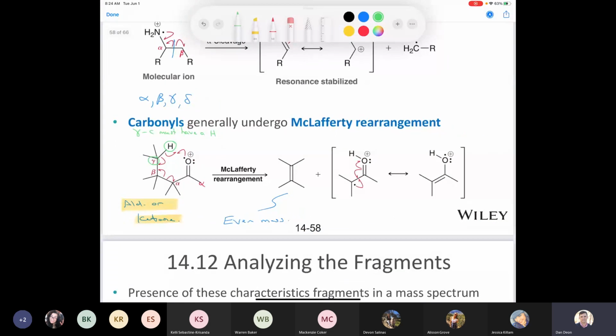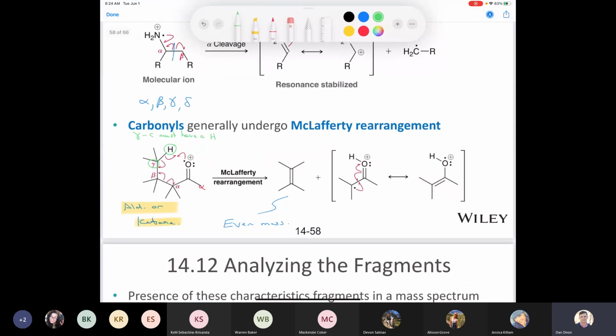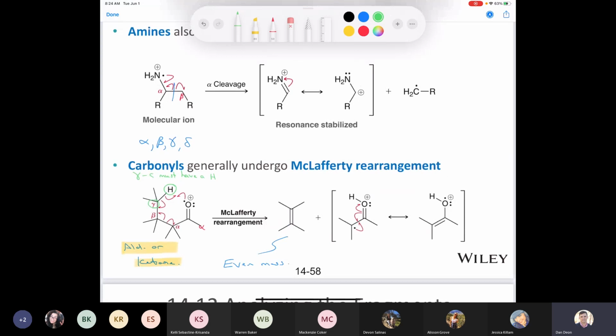I'm never going to ask you to draw the McLafferty rearrangement, but what makes it unique and identifiable to a Chemistry 3101 student is this. Think about all these fragments that we've lost so far. You probably noticed that everything had an odd mass, right? 15, 29, 43, 57, okay?